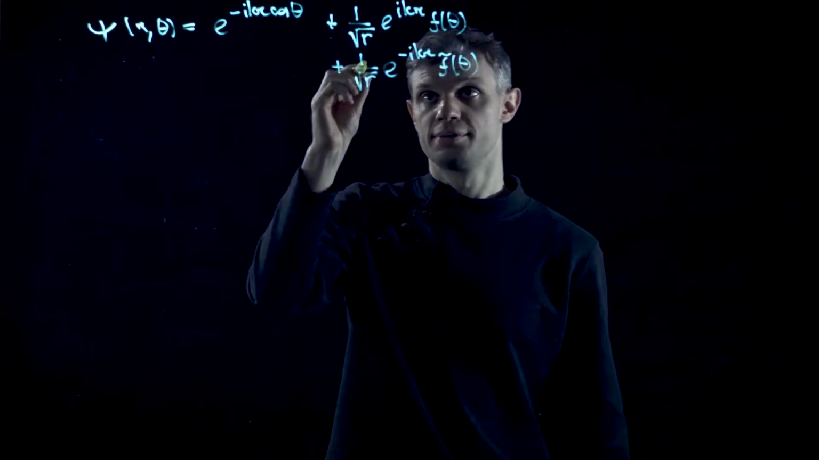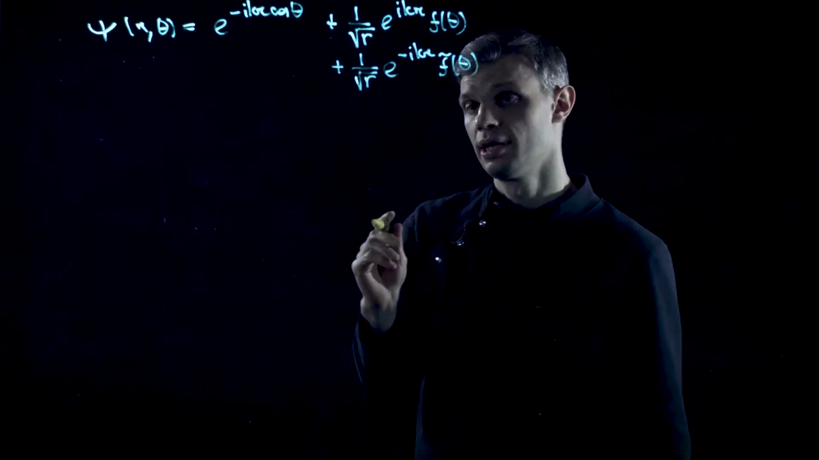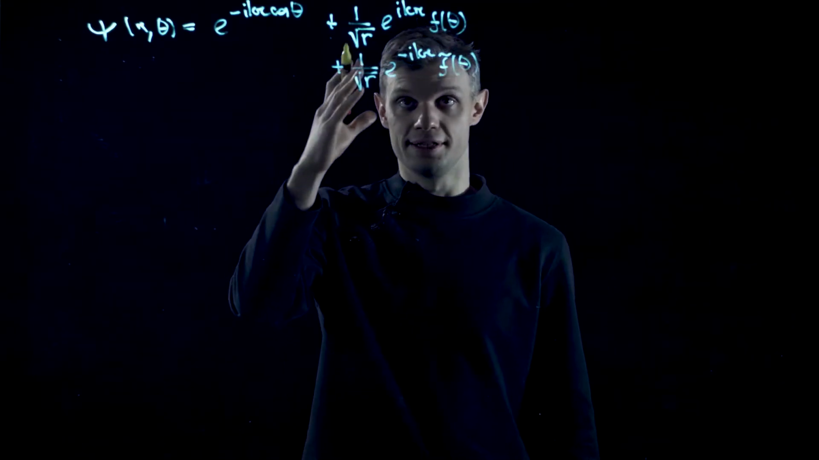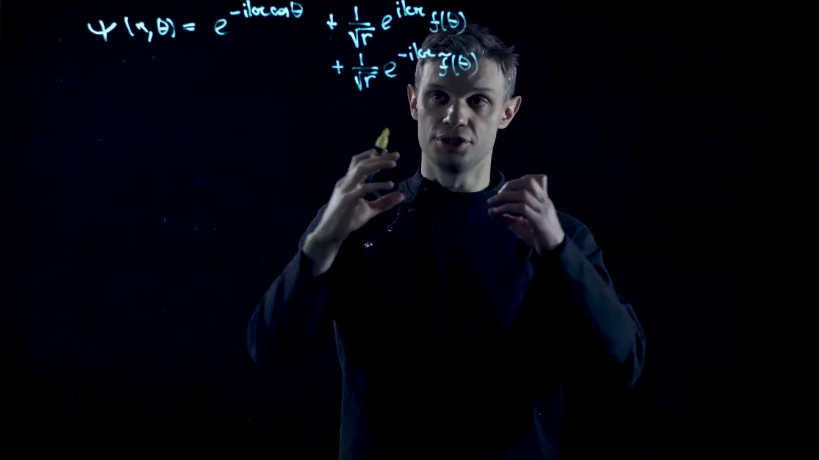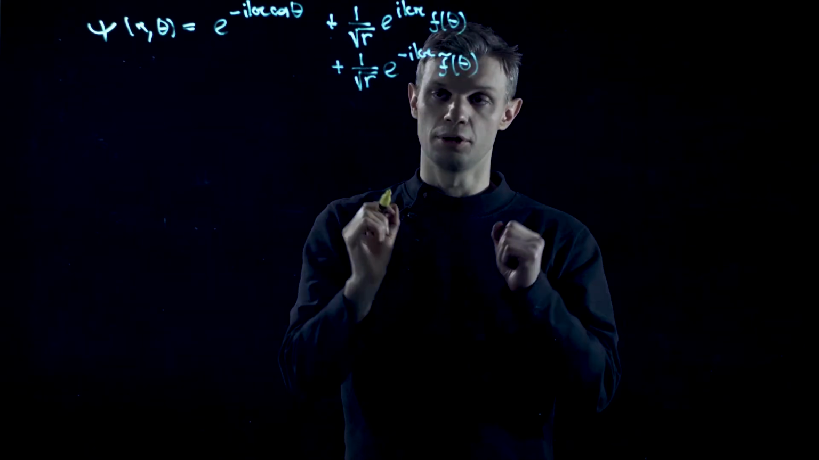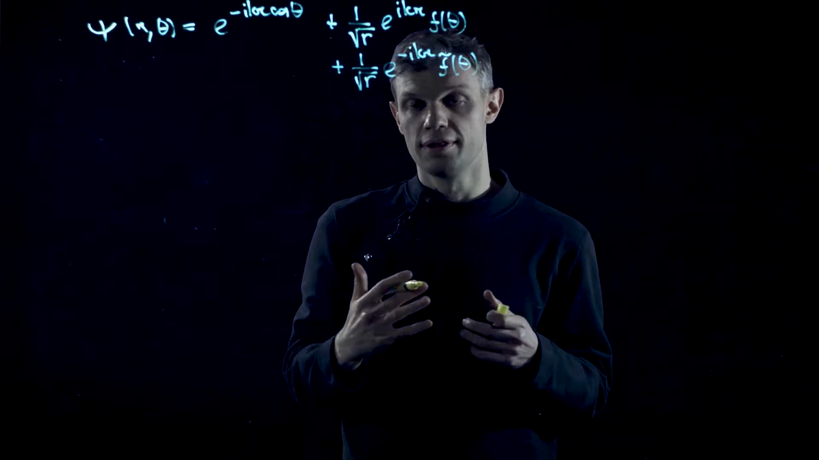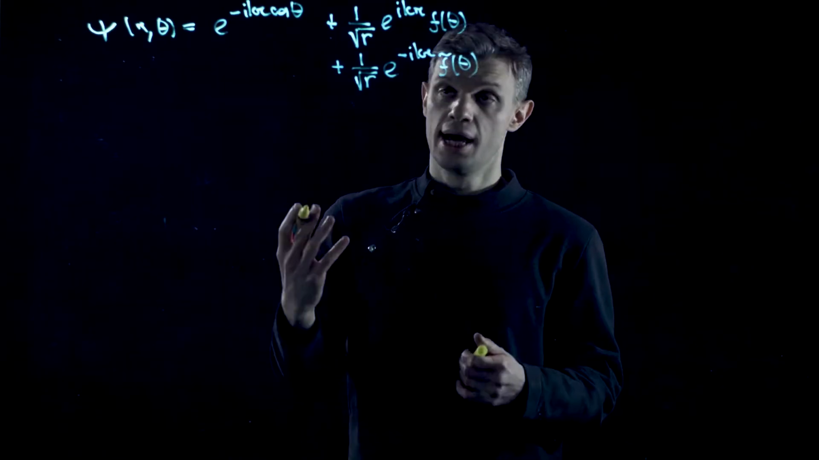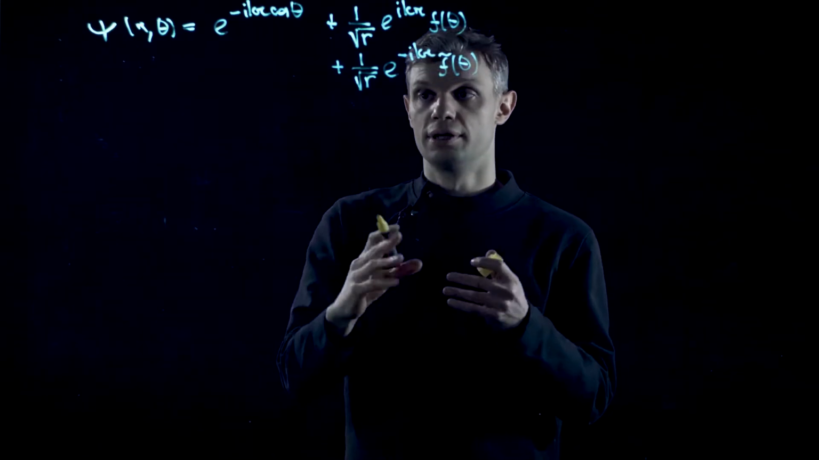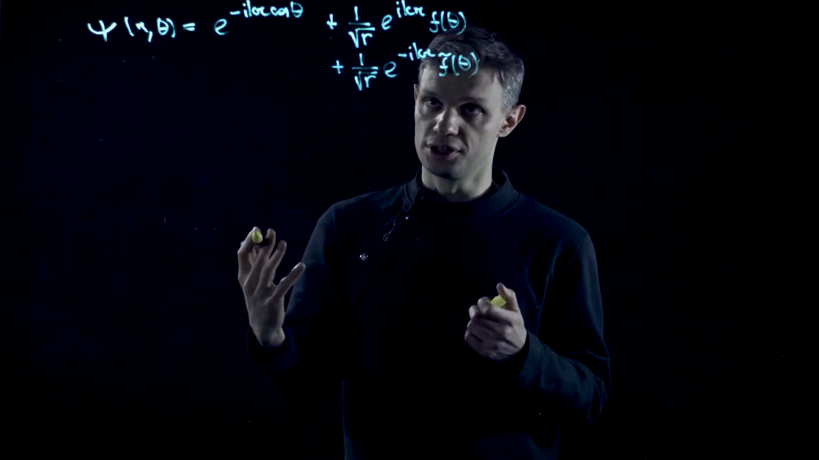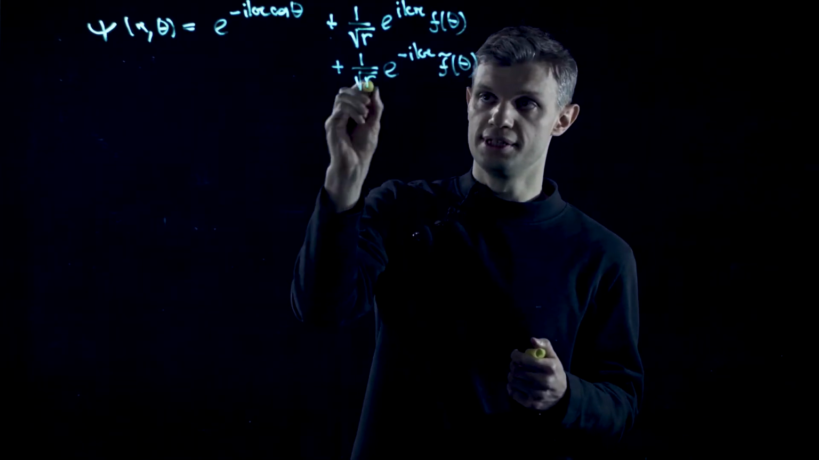So the only difference is this minus sign in the exponent, and as you may guess, it represents the cylindrical wave convergent to the scattering center. Of course, since we're interested in the physical scattering event, we should fix all the constants in our wave function in such a way that this term disappears.